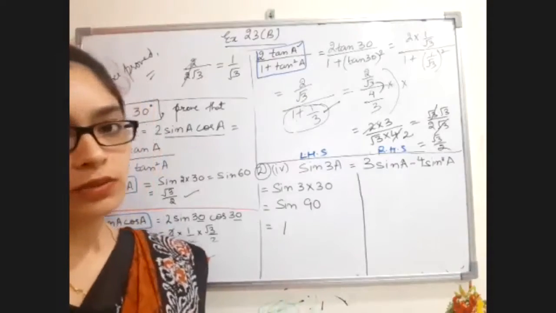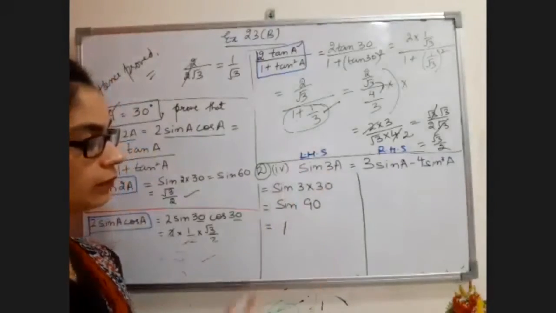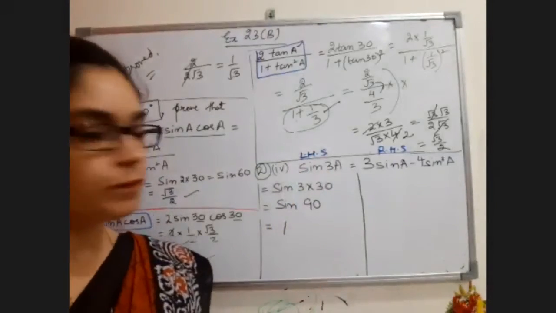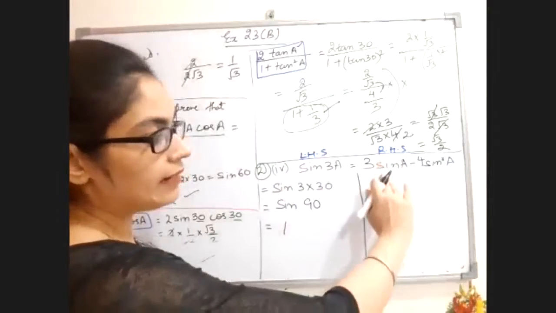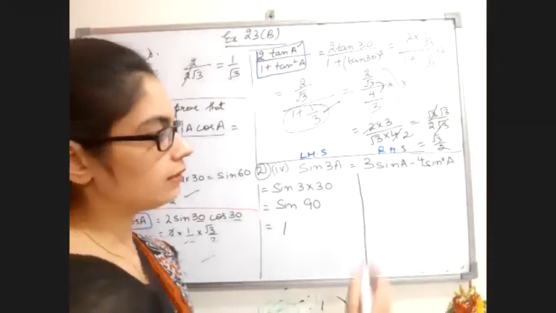Sine 60 is root 3 by 2. Now, this we have solved. Left hand side is equal to 1. Now, let's check the right hand side. In the right hand side also, we just have to substitute the value of A as 30.